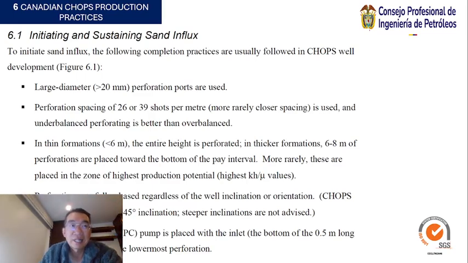Okay, let's start the sixth part. Canadian CHOPS production practice. 6.1 Initial and sustained sand influx.